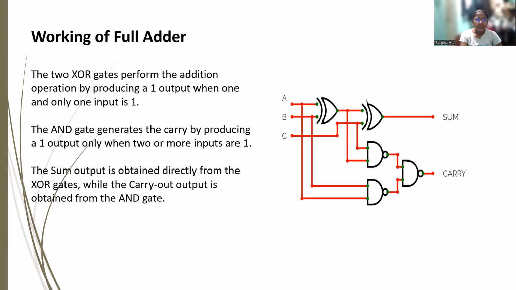Working of full adder. The XOR gate performs the addition operation by producing a 1 output when one and only one input is 1. And the AND gate generates the carry by producing a 1 output only when two or more inputs are 1. The sum output is obtained directly from the XOR gates while the carry output is obtained from the AND gate.